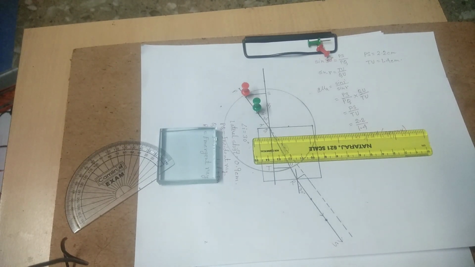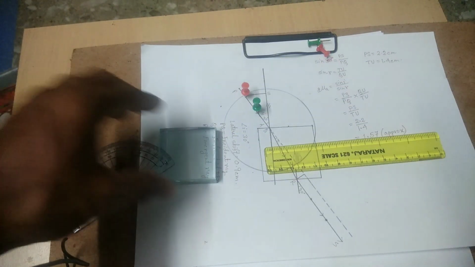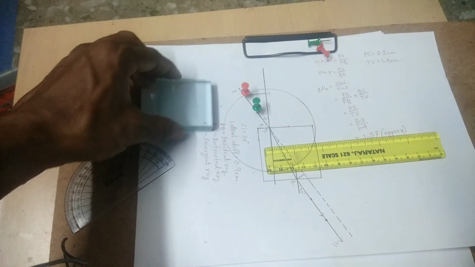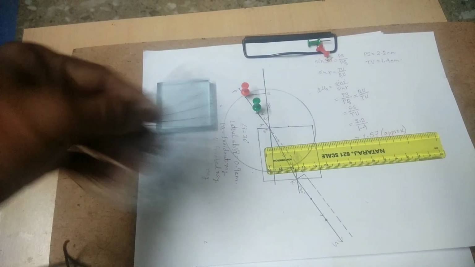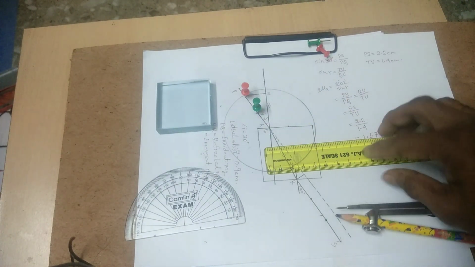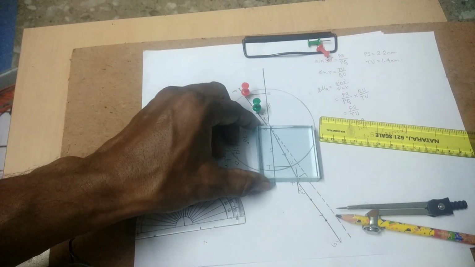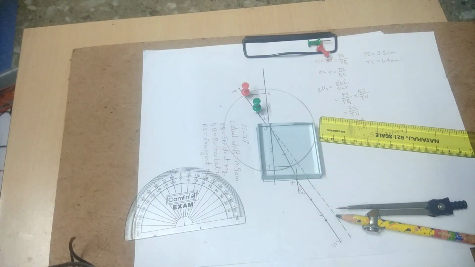Dear friends, today we will find the refractive index of a glass slab and also the lateral shift. For that we have a scale, a glass slab, a protractor, a compass, and some pins. First of all, let us put this glass slab here.